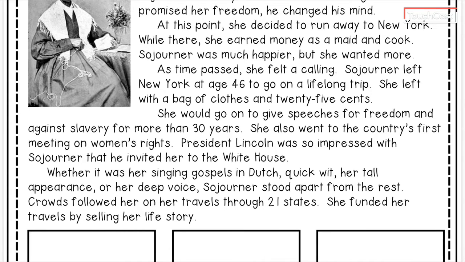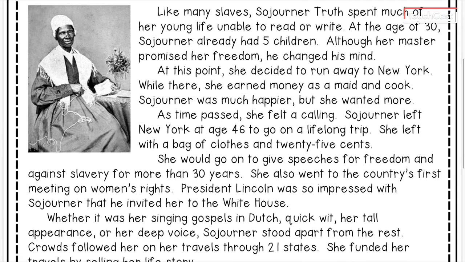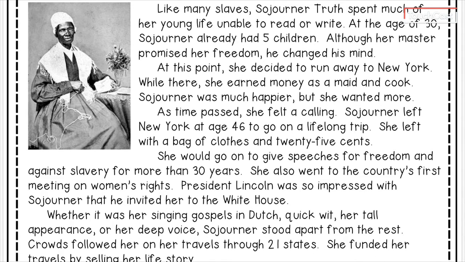So if we look up here, one of the first things I noticed, it said at age 30. So it gives us a time so that we know, okay, she was 30 at the beginning of this passage. Then later on in the passage, we had words like as time passed, so we know that time went on. She was 46 now when she decided to go on a lifelong trip. And then in the next paragraph it tells us she gave speeches for more than 30 years.